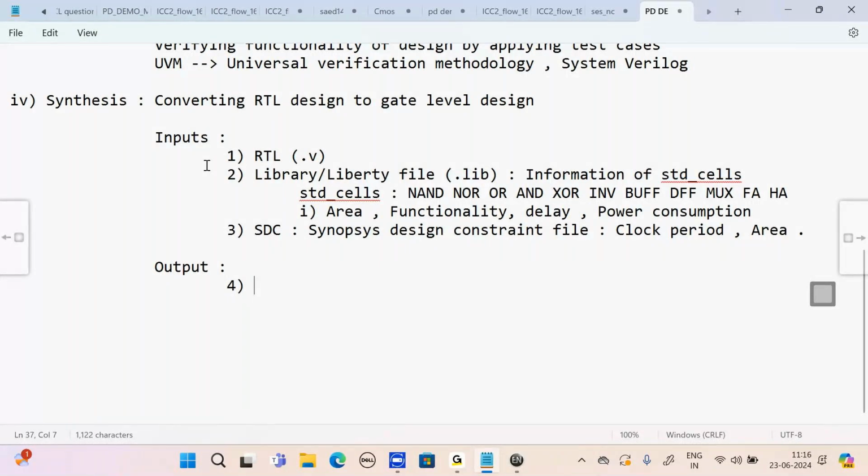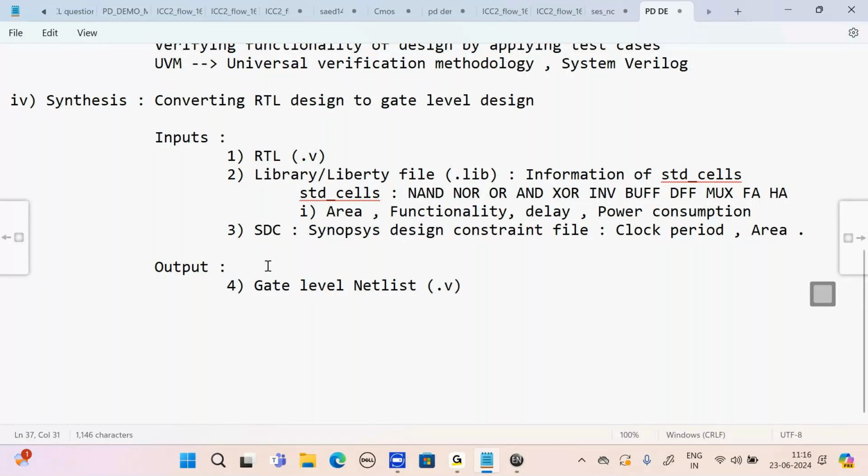What is output of synthesis? See, you are getting gate level design. So that gate level design only is the output, right? So that is called as gate level netlist. Gate level netlist. It is also a Verilog program.